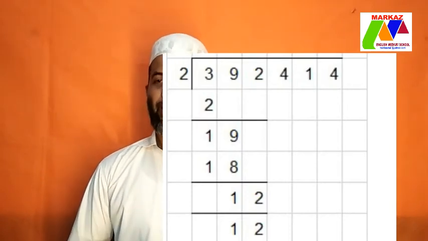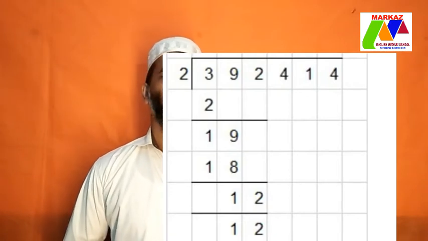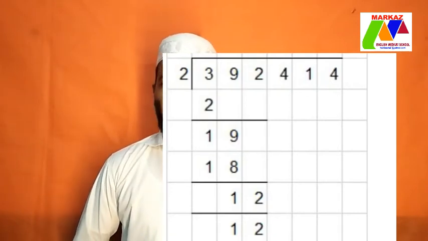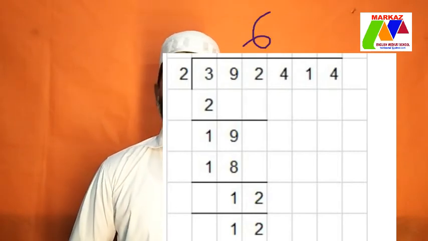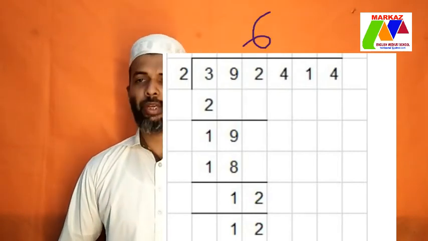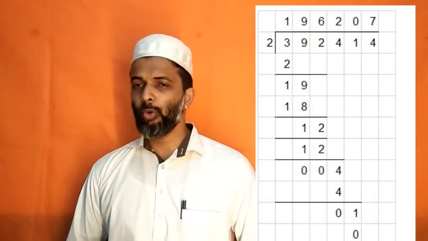1 is less than the divisor. So bring down the next digit. So our dividend is 12. How many 2's in 12? 6 times. Then multiply 6 into 2 is equal to 12. Next, bring down the next digit 4. How many 2's in 4? 2 times. Multiply 2 into 2 is equal to 4.